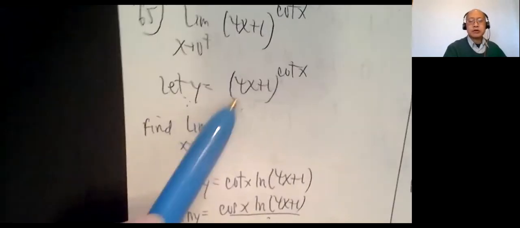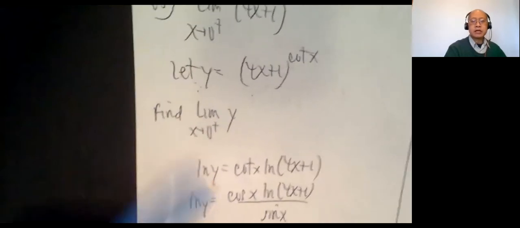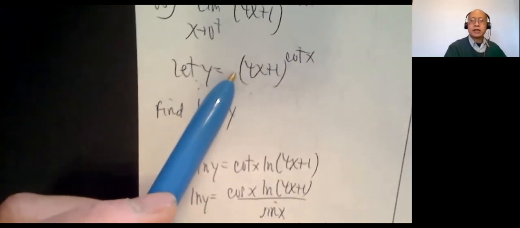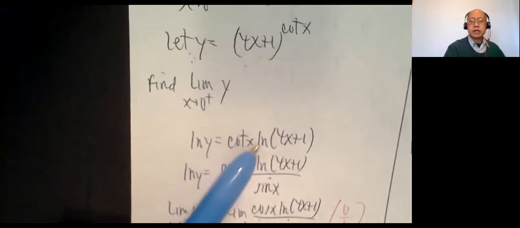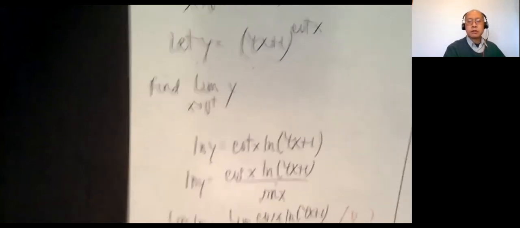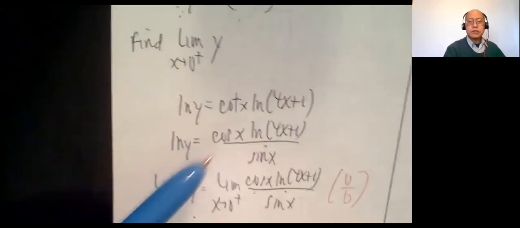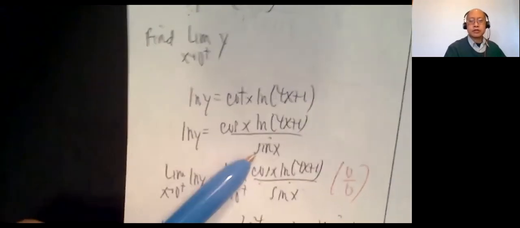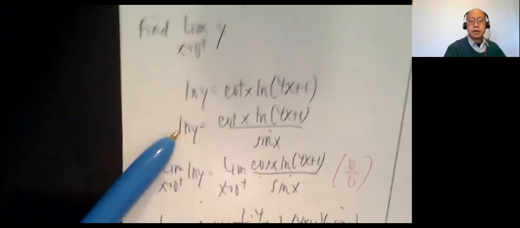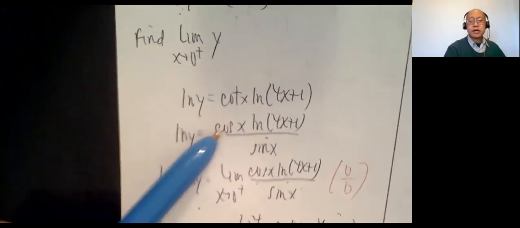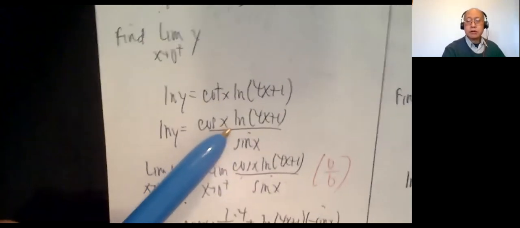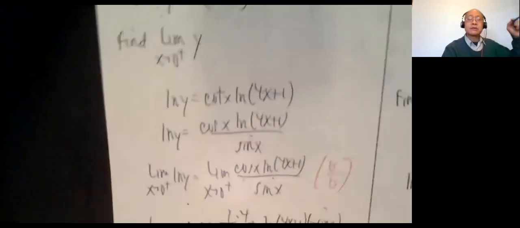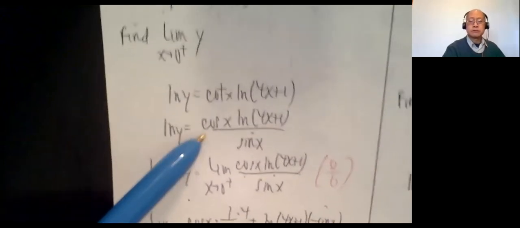Now I'll take the natural log of both sides, ln y. Once I put ln here, the cotangent comes out in front, right? So ln y is cotangent times the natural log of 4x plus 1. Write cotangent as cosine over sine. So the natural log of y equals cosine x times ln(4x plus 1) over sine x. So there's the quotient that I want. In order to do L'Hopital's rule, it has to be a fraction, something divided by something. So you have to force it sometimes.